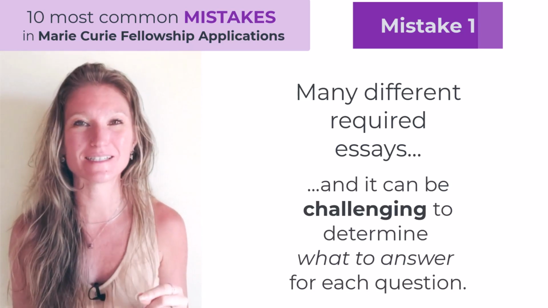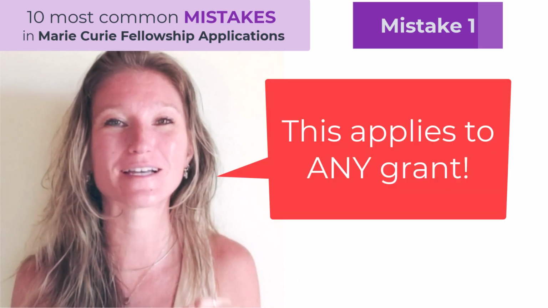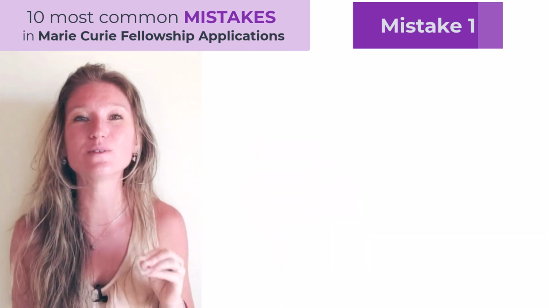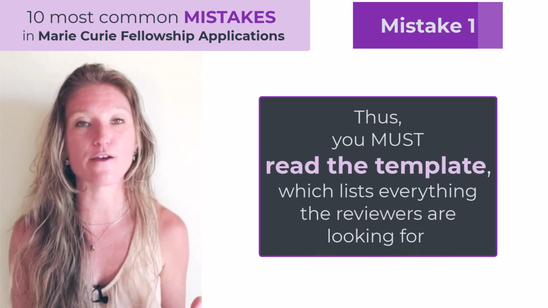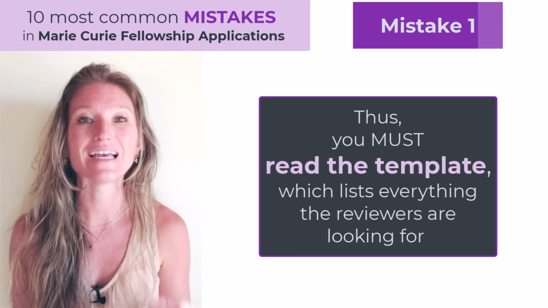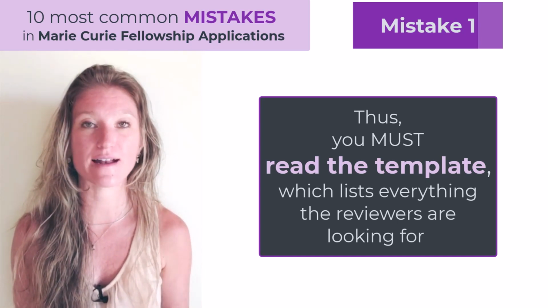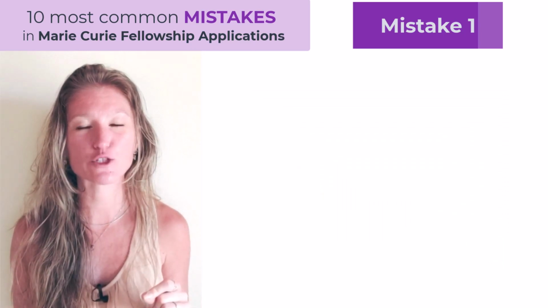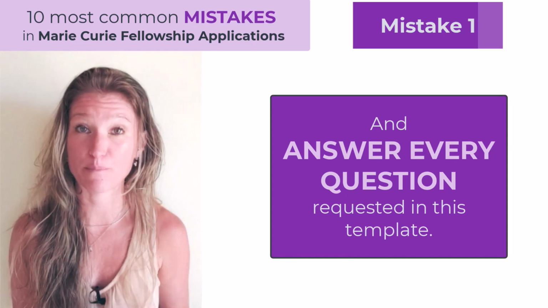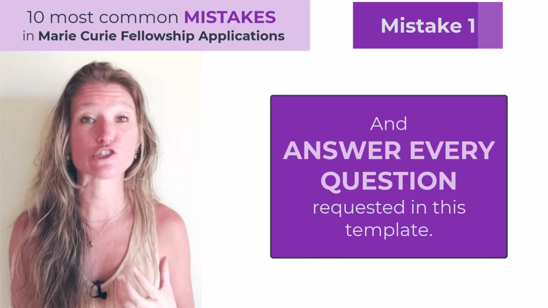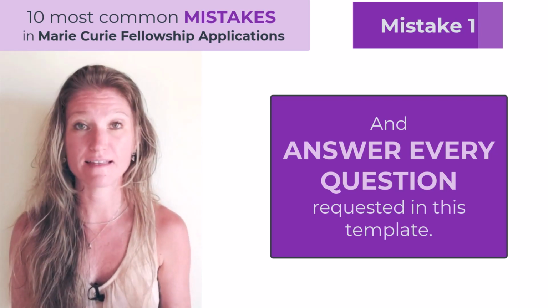Therefore, what you really need to make sure that you do, and I recommend this for every grant, but for the Marie Curie especially with all these different essays, you need to read the template document. This lists everything that you need and everything that the reviewers are looking for in detail so you can make sure you fully understand the question that is being asked. You also want to make sure that your response answers every single one of the trigger questions given in the template. These are there to help you address what the reviewers are actually looking for, what the reviewers are trying to score in this essay.